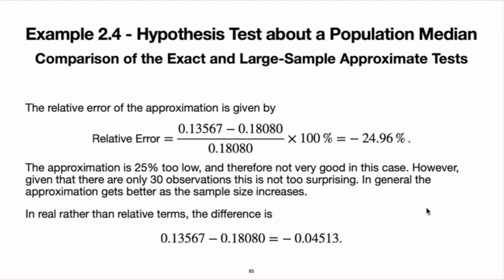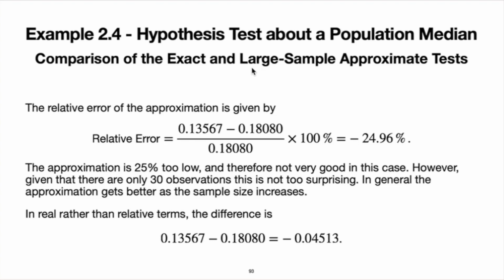So the relative error of an approximation is equal to the approximate value minus the true value. Then we divide that difference by the true value and multiply by 100%. And so the relative error of the approximation in this case is about negative 25%. And the negative sign tells us that the approximation is too low. So the approximation here is about 25% too low, and that's really not very good.